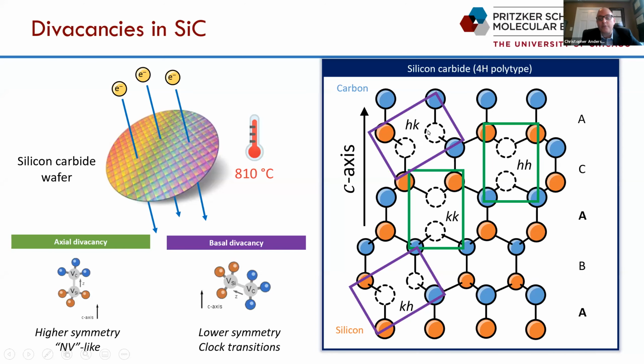If you look at the different possible divacancies you can find in, for example, the 4H polytype of silicon carbide, there are actually 4 inequivalent types of divacancies. There are 2 that I would call axial. They're vertically oriented. They have C3V symmetry. They essentially look exactly like the NV center in diamond. And there are 2 tilted basal divacancies that have lower symmetry. It turns out that this lower symmetry can give us some nice advantages, which I'll describe later.